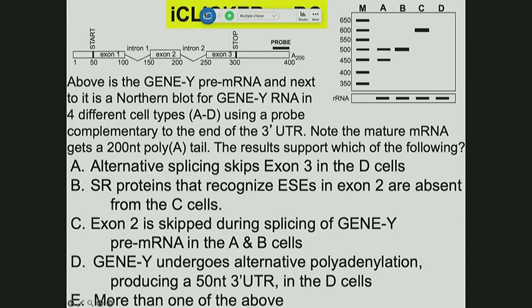Question? I wanted you to recognize that if it was 50, it would be about at this position, and so it would be far away from where the probe would base pair to. Does that make sense now? So alternative polyadenylation simply means you're choosing a different position to cleave that messenger RNA and then add the poly A tail to. Any questions about this?